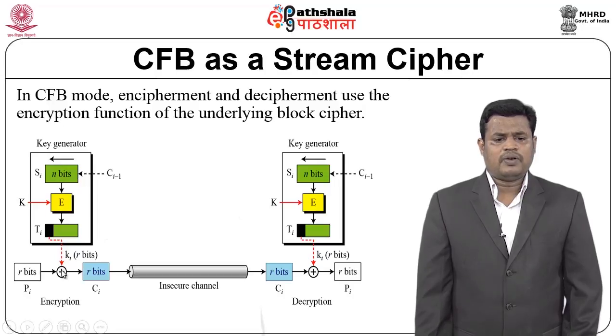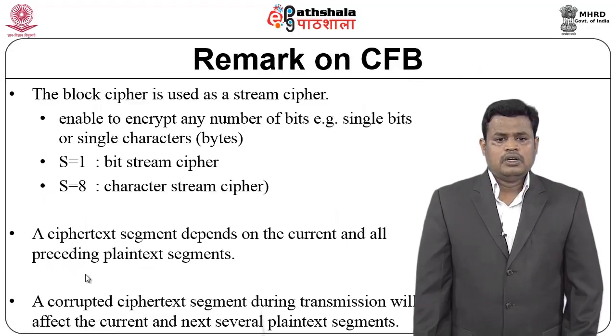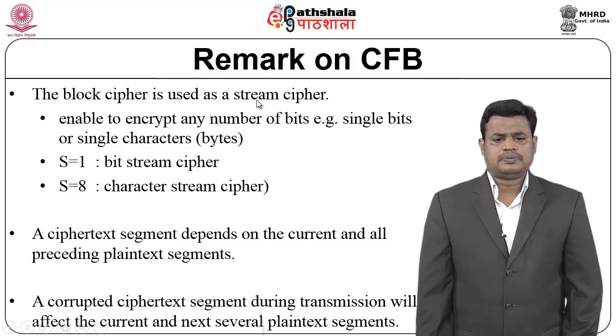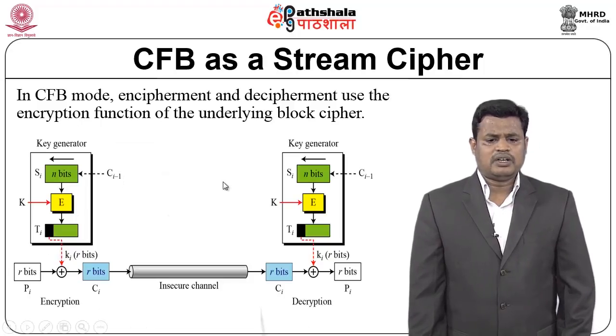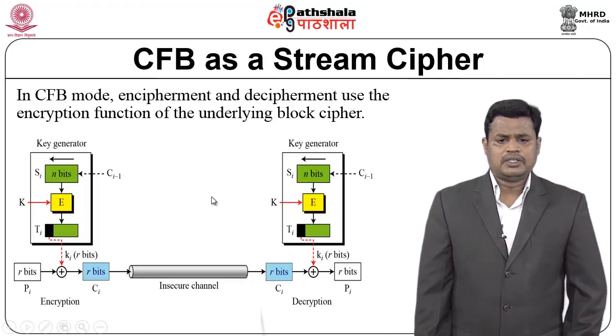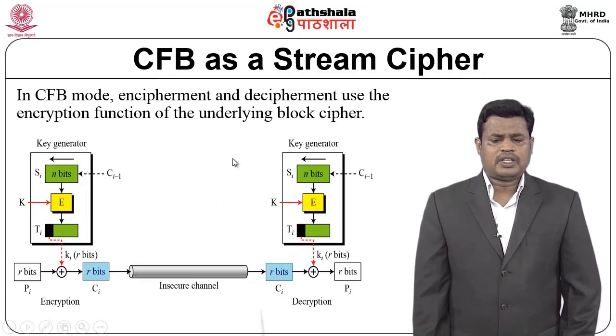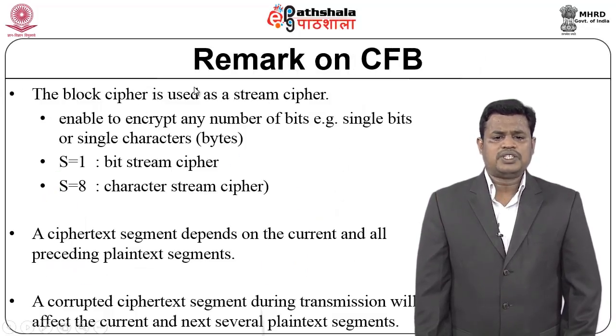So, this is what we discussed, the key generator, where it is going to generate from the previous CI value, that is from the previous block, and the SI value, which is given to the encryption, and it is shifted and given as R2. The remark on CFB is that the block cipher is used as a stream cipher. Here we are not using the block cipher as it is, as I mentioned. Stream cipher means we take a single bit or some series of bits for the encryption. So, the block cipher is used as a stream cipher.